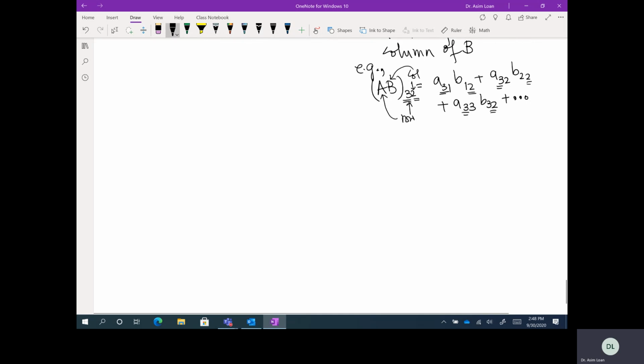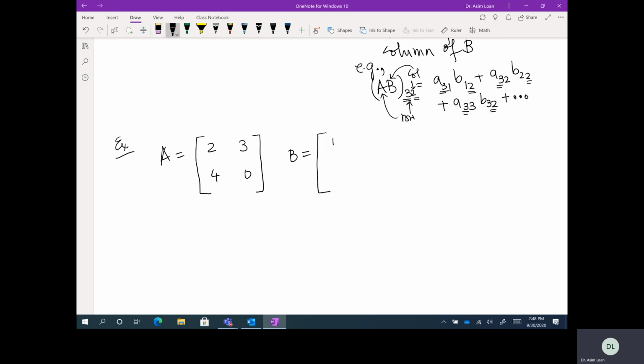Okay, so let's see how we can do matrix multiplication. There are 3 different ways. Let me write the matrix first. A equals 2, 3, 4, 0, and B equals 1, 2, 0, 5, minus 1, 0. So this is 2 by 2 and this is 2 by 3. The 2 cancels, so AB should be equal to a 2 by 3 matrix.